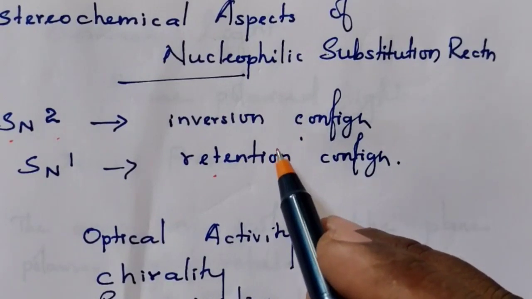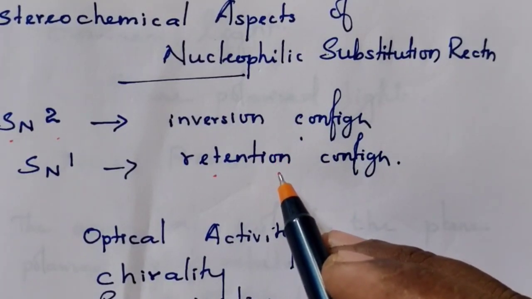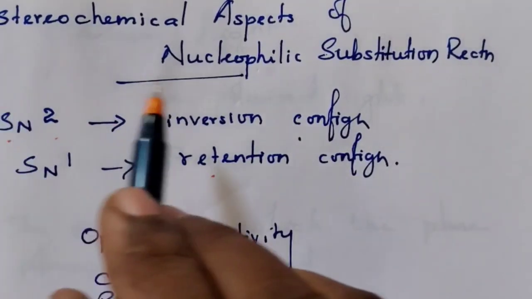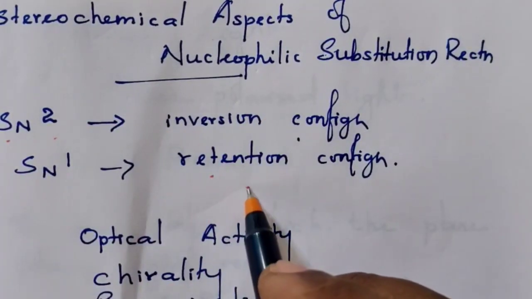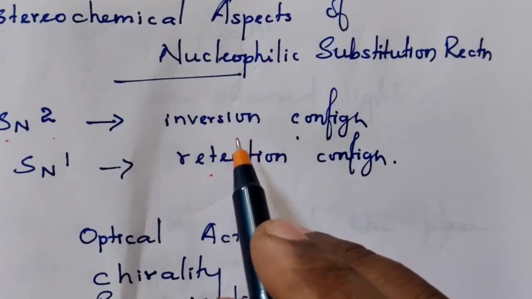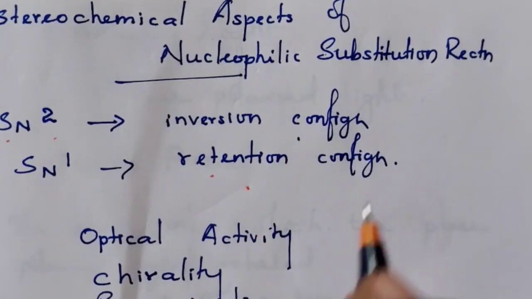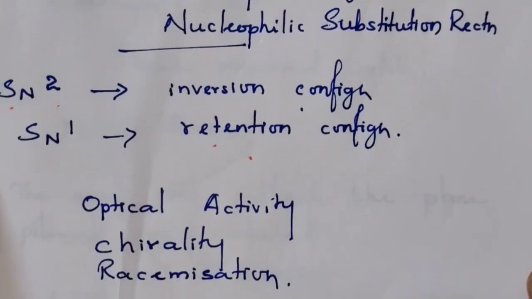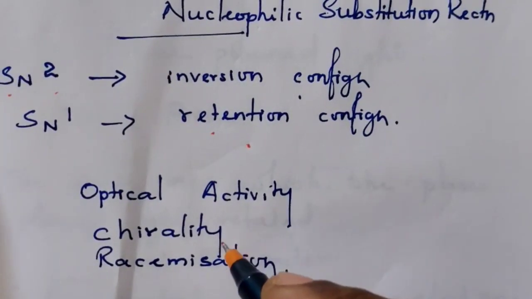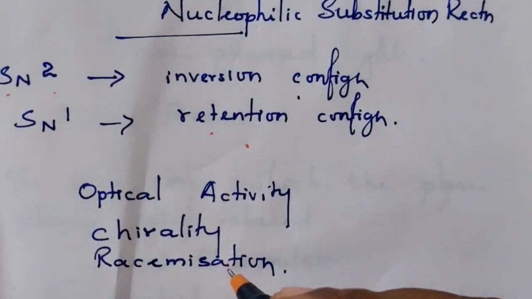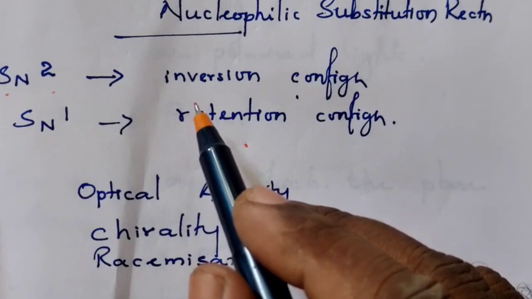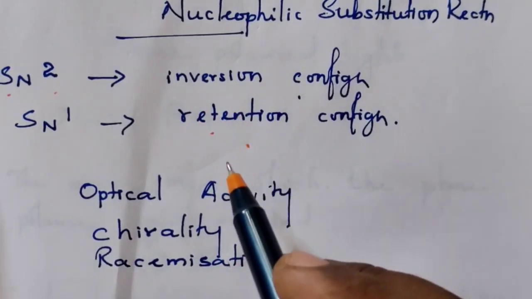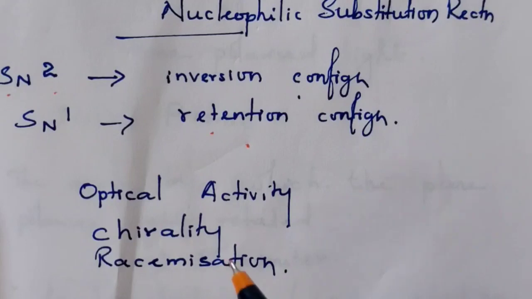What do you mean by this inversion and retention? Actually, all these are stereochemical aspects, some stereochemical terms. In order to understand these things, we must get some basic idea about the stereochemical aspects such as optical activity, chirality as well as racemization. If we can understand all these things, we will also be able to study inversion and retention of configuration. All these are stereochemical terms.